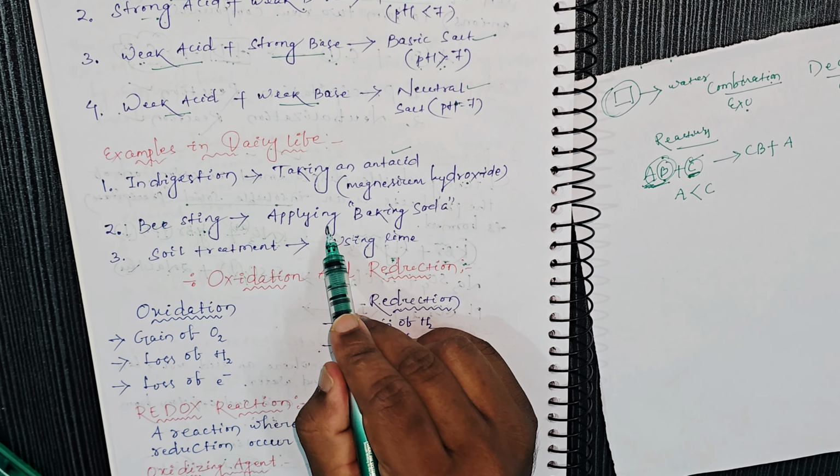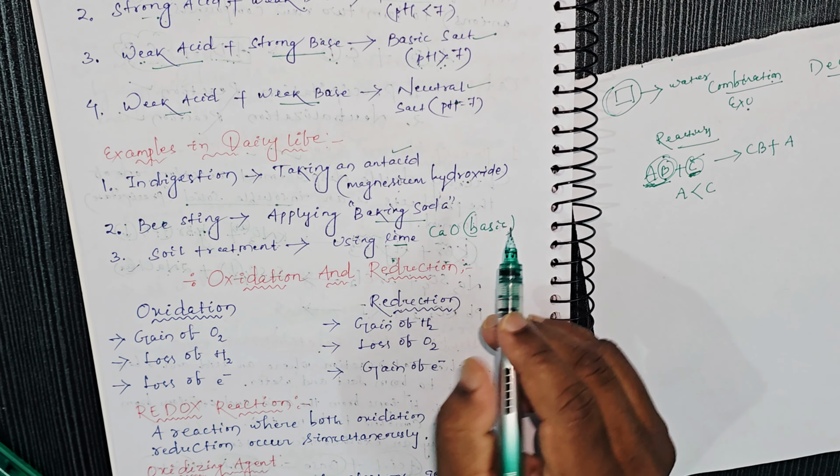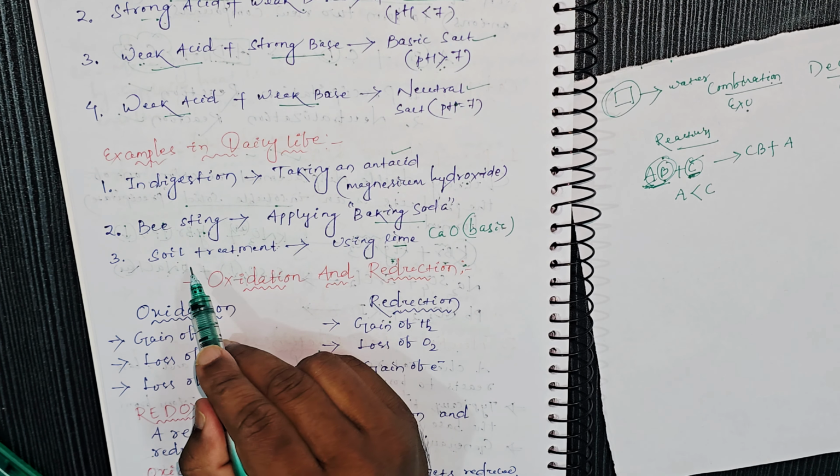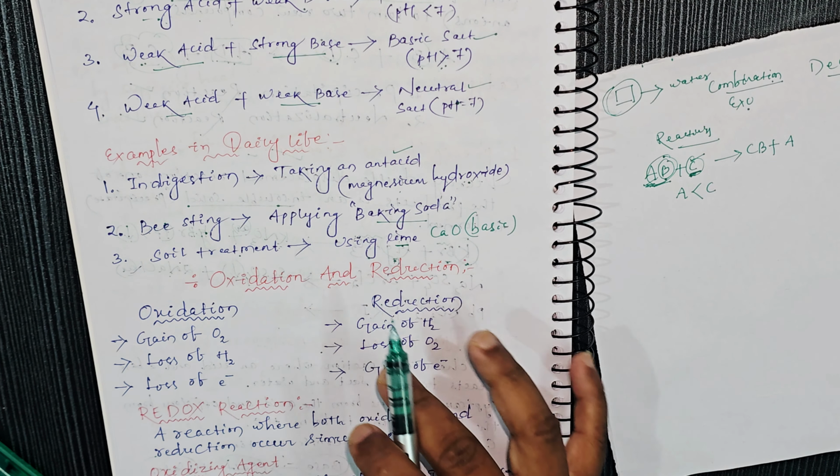And for soil treatment, we use lime. Lime means actually calcium oxide, and the nature of this particular lime is basic. That means if the soil is too acidic in nature, then we use lime. I hope this is clear.